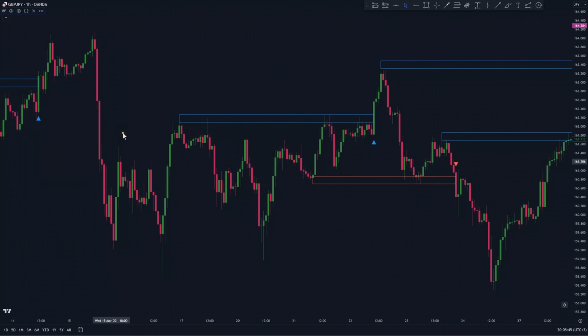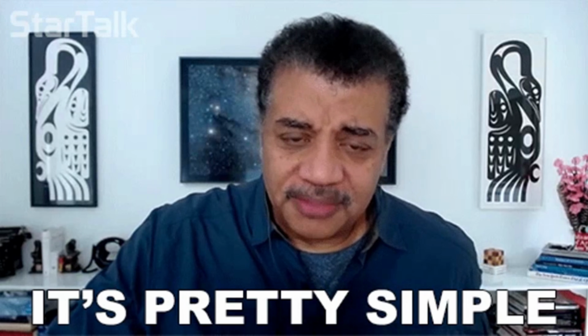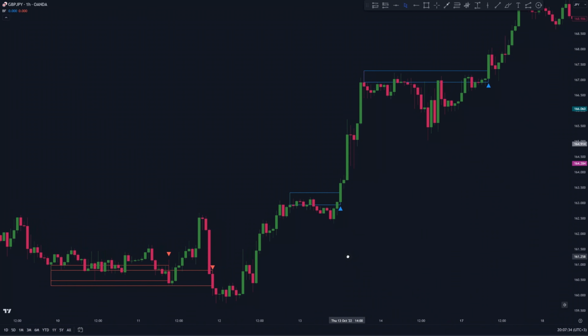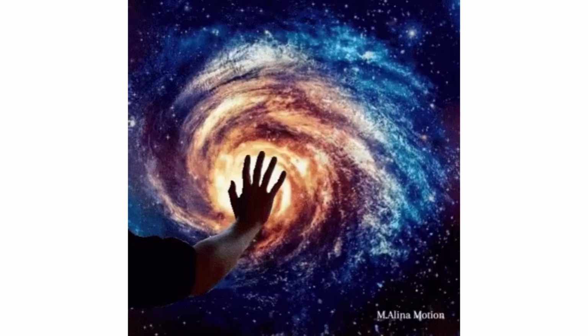Now, at this point in time, I know you may be thinking, but how can we use this indicator to identify breakouts in the market as soon as they happen? Well, it's really simple. This indicator is probably one of the easiest indicators to use on the planet, and probably the easiest in the entire universe. I mean, look at this.